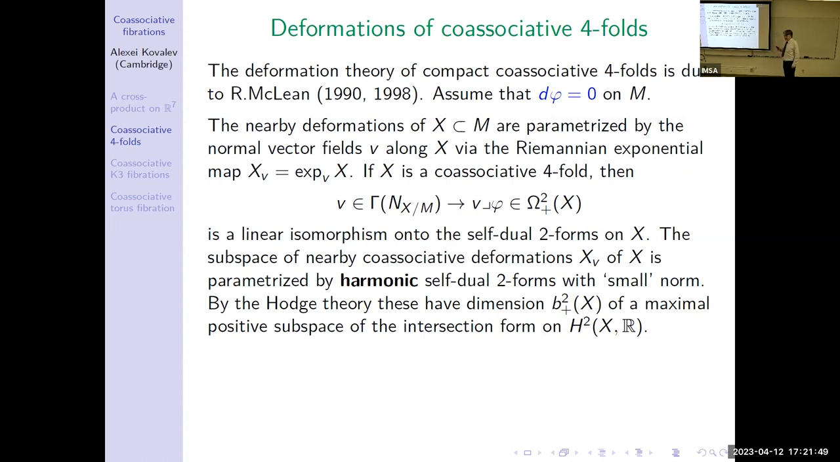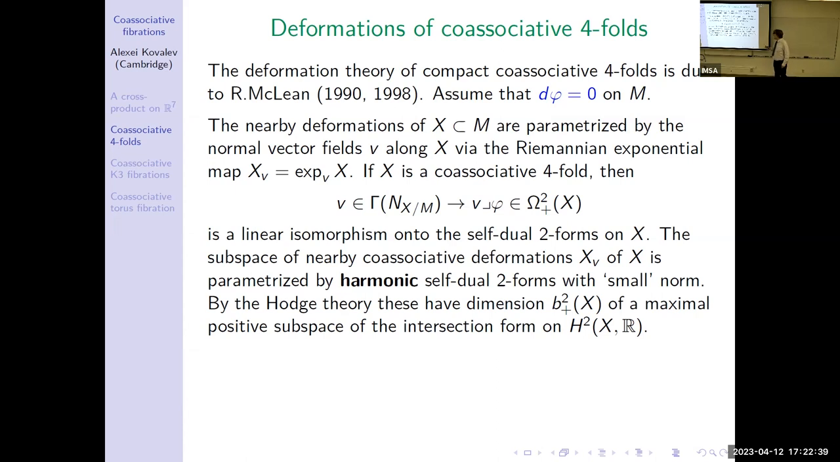What can be further checked? It's not very hard to show that this deformation using a normal vector field will infinitesimally be given by self-dual two-forms which are harmonic, which is equivalent to being closed, by Hodge theory essentially. And then this tells us that the number of moduli, how many parameters we have in deformations of a co-associative submanifold, is topologically determined. If we assume that X is compact, then the dimension of self-dual harmonic forms will be the same as the dimension of a maximal positive subspace of the intersection form.